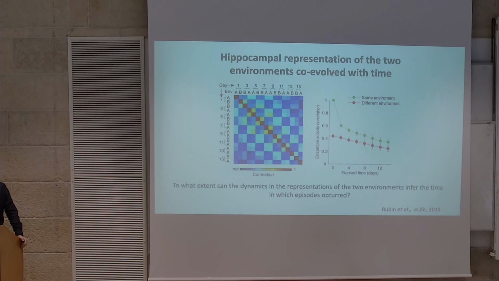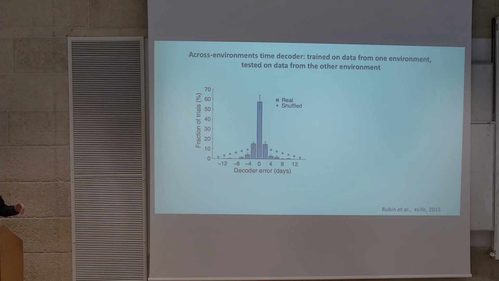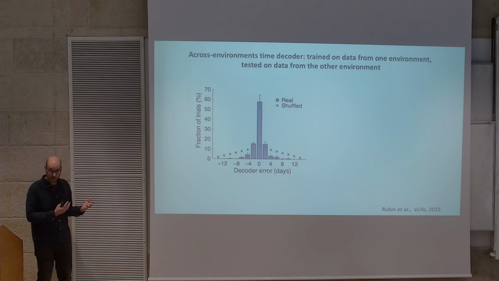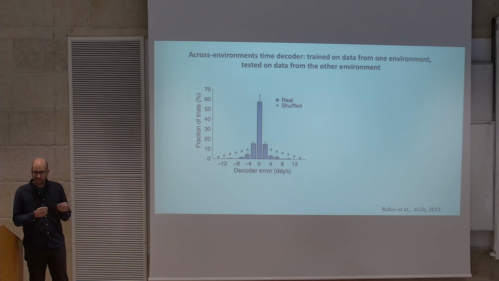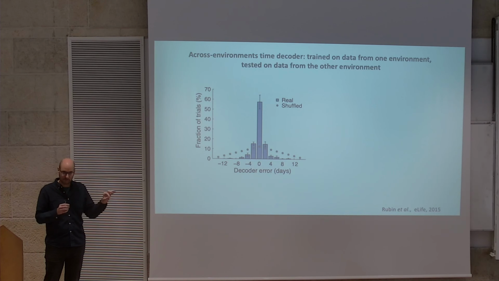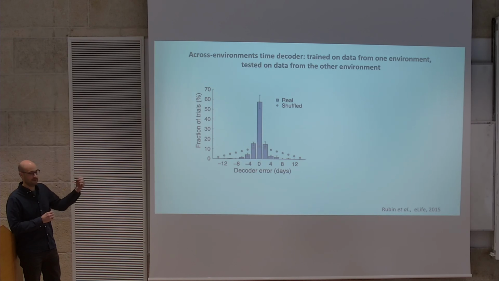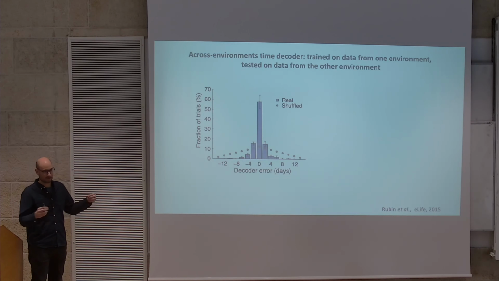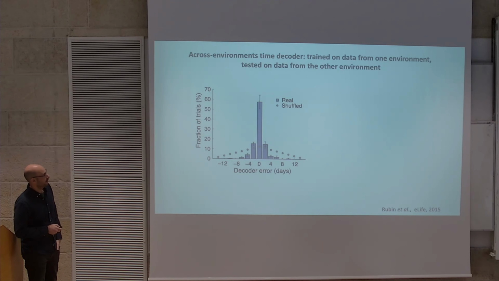And given this, we asked to what extent these dynamics of the two environments can infer the time in which different events occurred. And to address this, I will only show you what I think is the most exciting result. We did a decoding analysis, only unlike in typical studies of the hippocampus, instead of decoding the position of the mouse within the environment, here we decoded the time in which events occurred across the 8 sessions of the experiment.